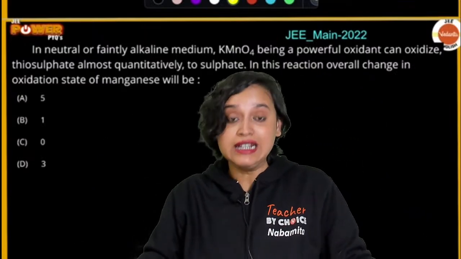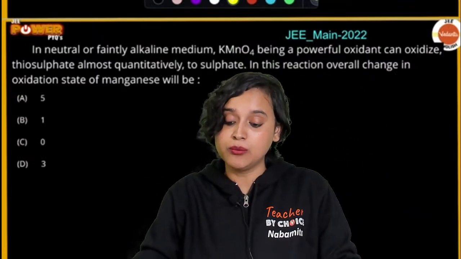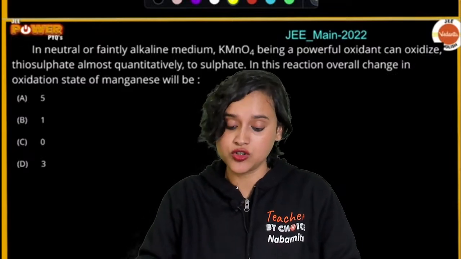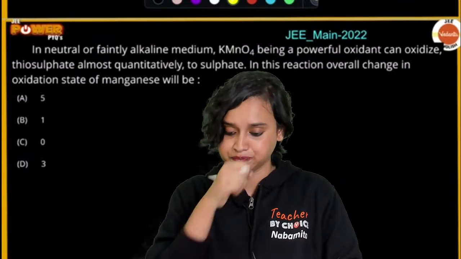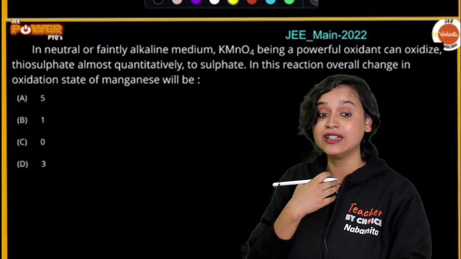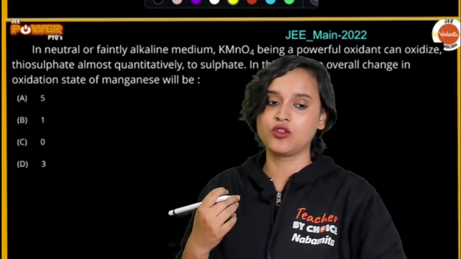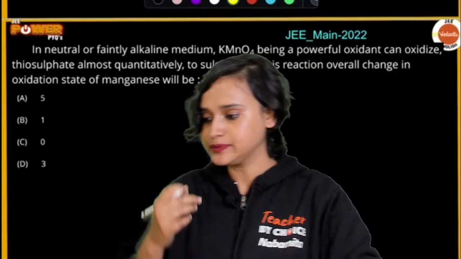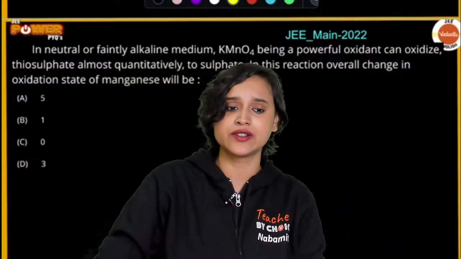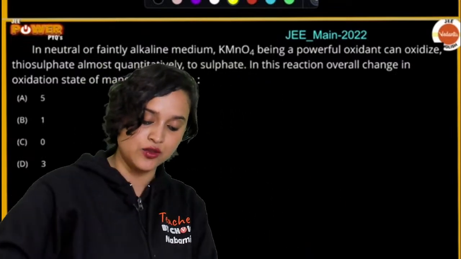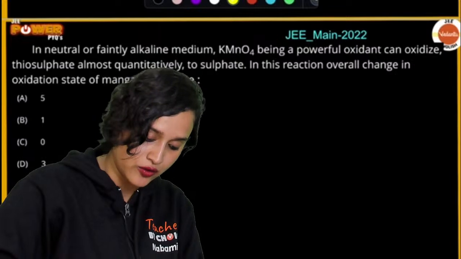In neutral or faintly alkaline medium, KMnO4 being a powerful oxidant can oxidize thiosulfate almost quantitatively to sulfate. In this reaction, the overall change in oxidation state of manganese will be? This is going to be easy, not so difficult, everybody. I think we can do this. So, in neutral or faintly alkaline medium, I hope that you know it.